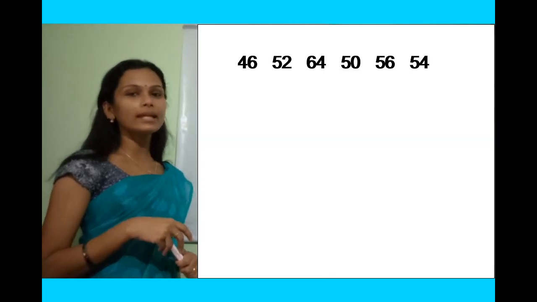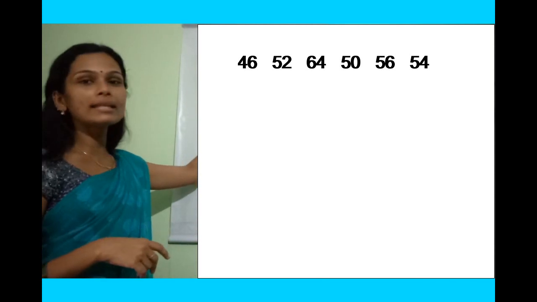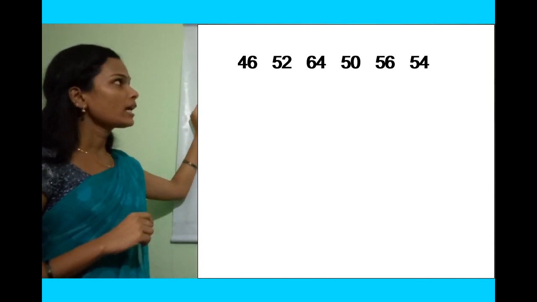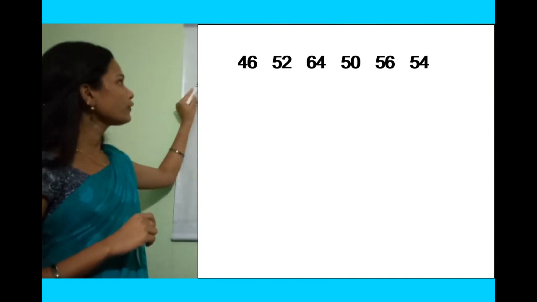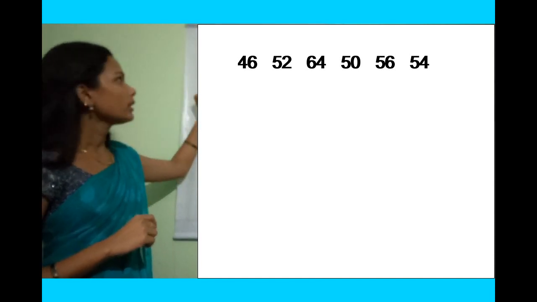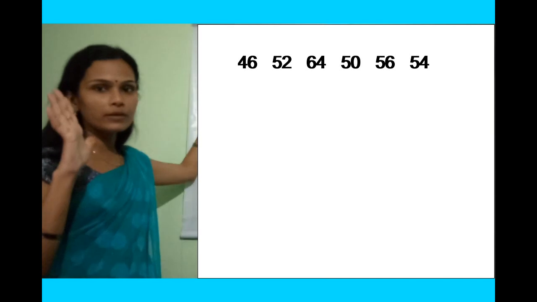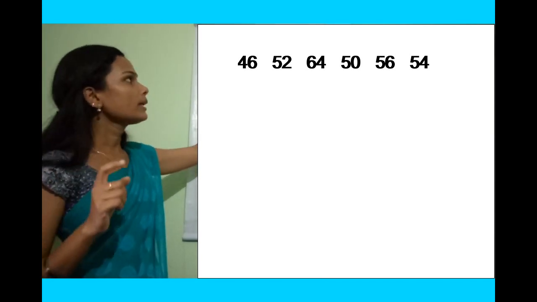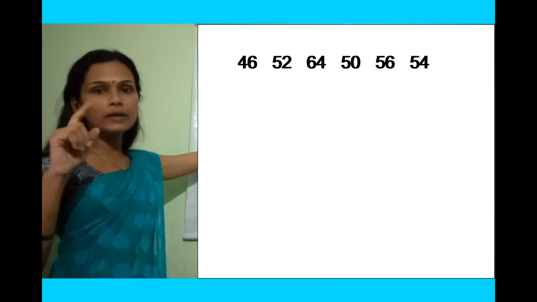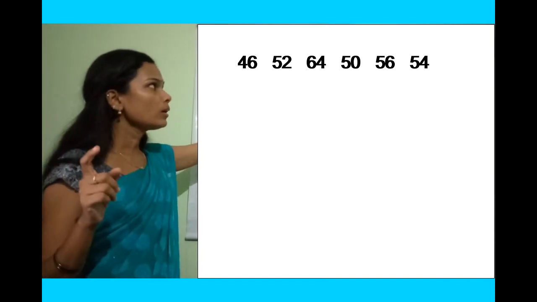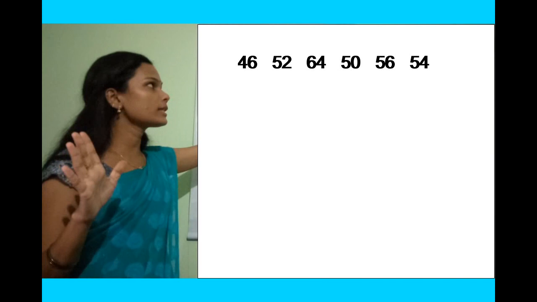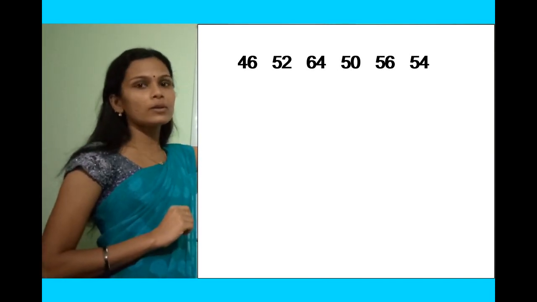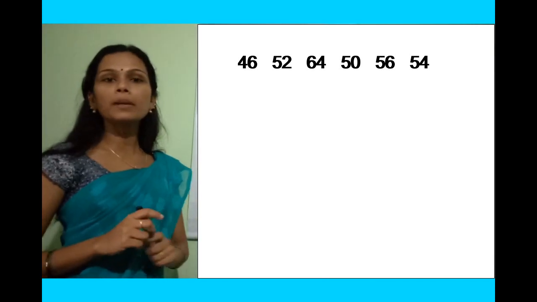As we can see, all the given numbers are having 2 digits. We have to compare the first digit. Here first digit is 4. In 52 the first digit is 5. Here first digit is 6. Here the first digit in 50 is 5. Here also 5 is the first digit. Here also 5 is the first digit. So we are arranging the numbers from big to small.